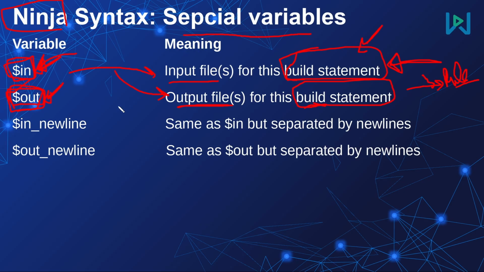By default, the list of the input files and expected output files are space separated. If we want them to be line separated, then we can utilize those special built-in variables $in_newline and $out_newline.